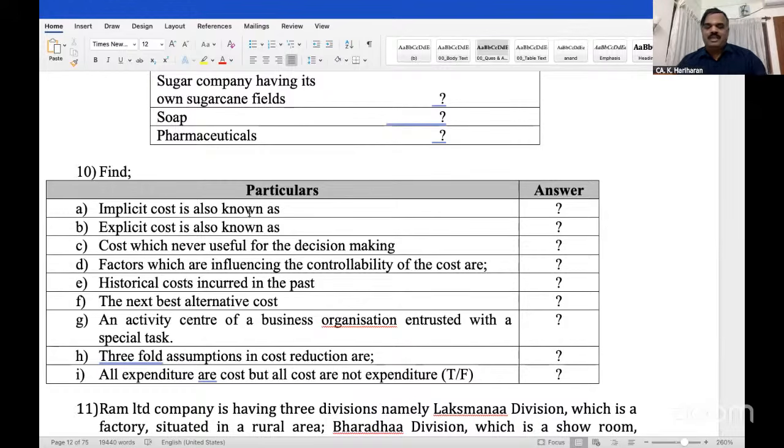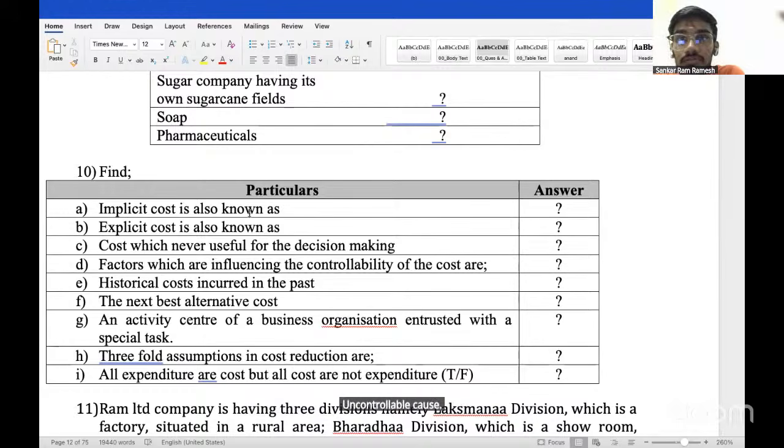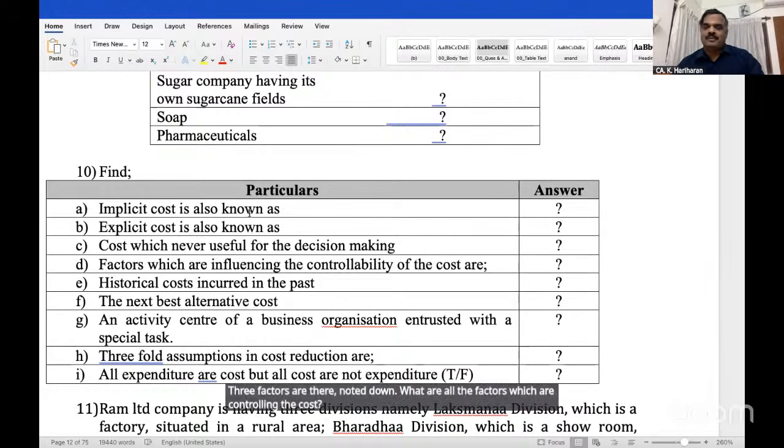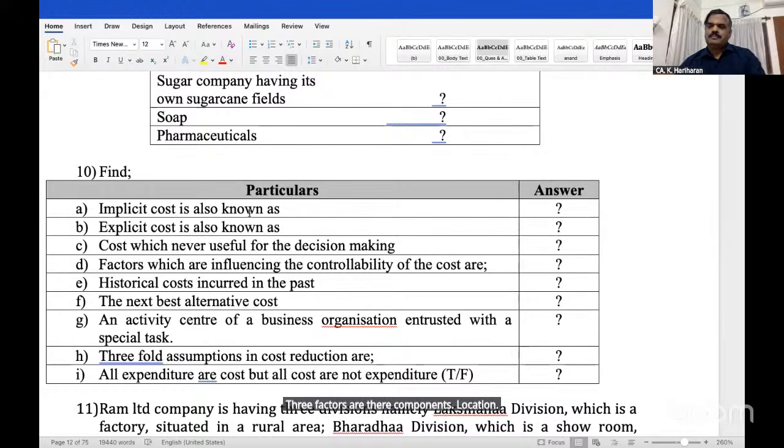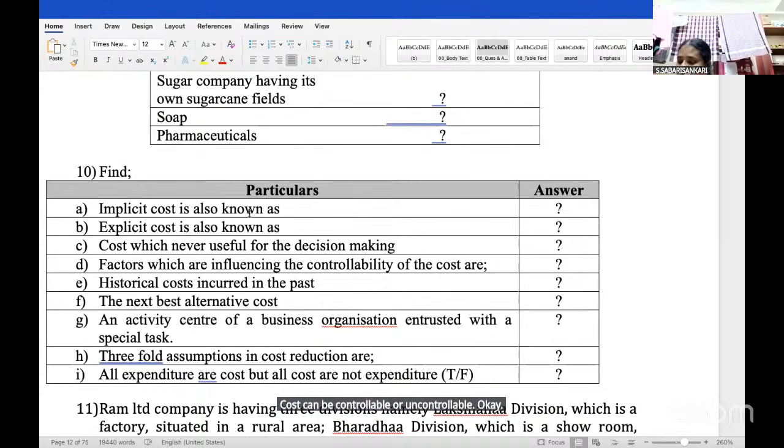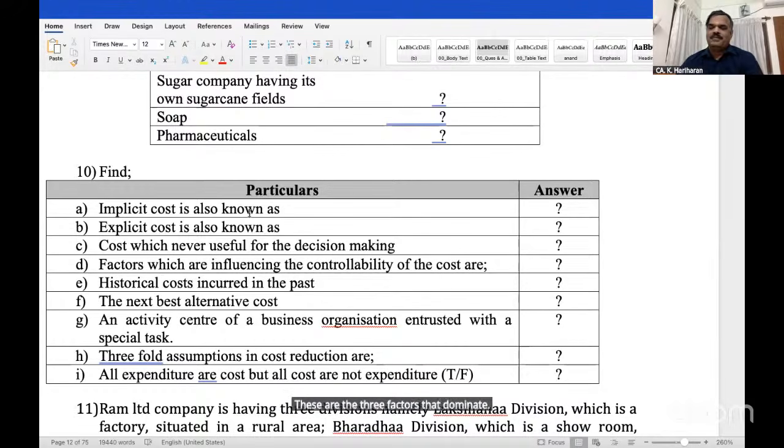Factors which are influencing the controllability of the cost. Three factors are there. Note it down. What are all the factors which are controlling the cost? One is location. Another factor is output. Third factor is time. Based on location, output, and time, cost can be controllable or uncontrollable. These are the three factors which dominate controllability of cost.